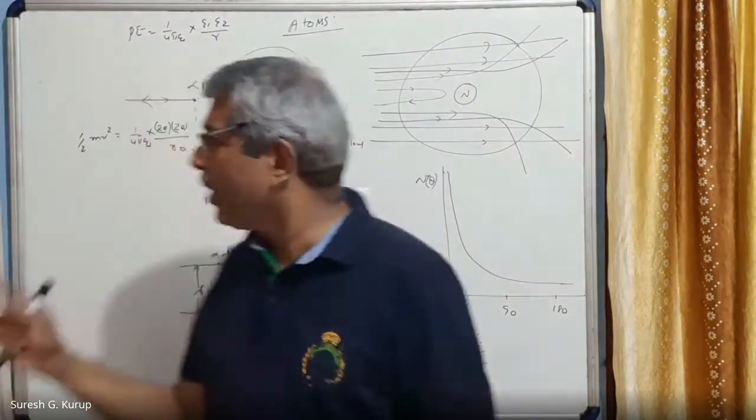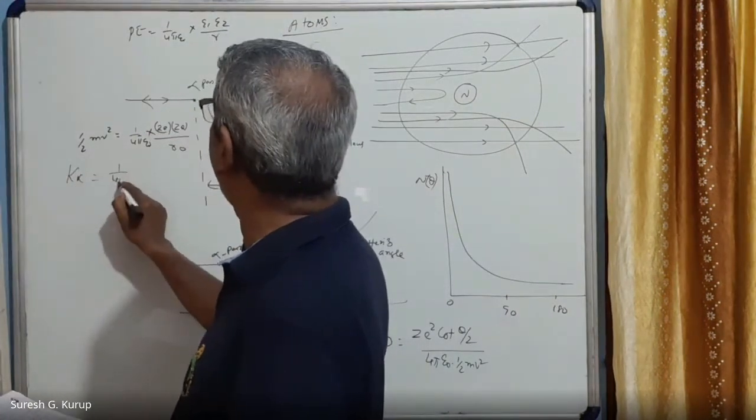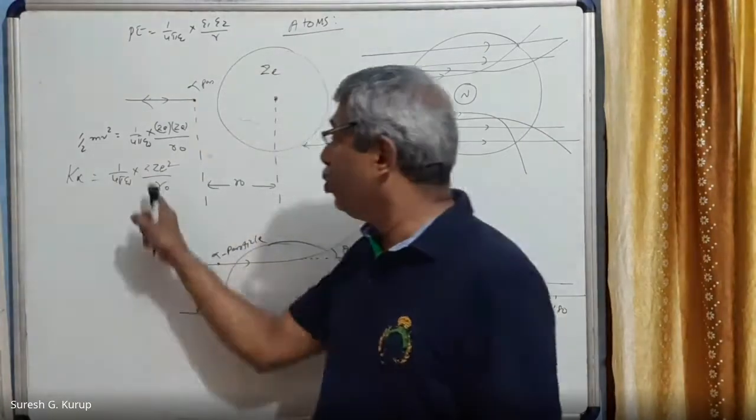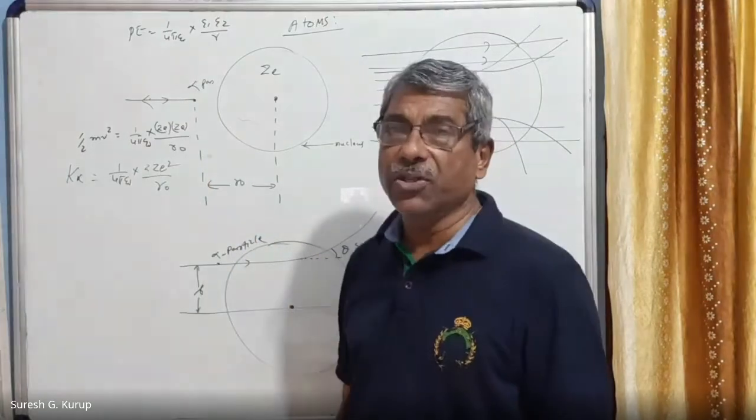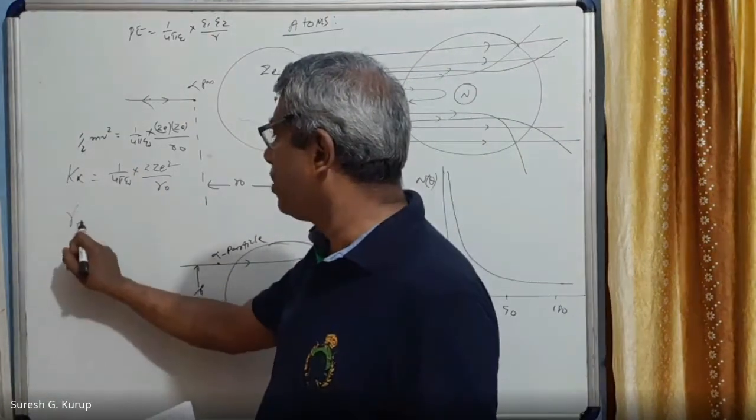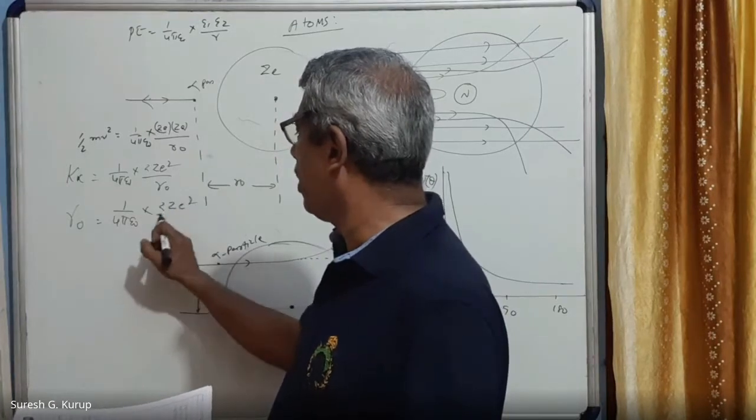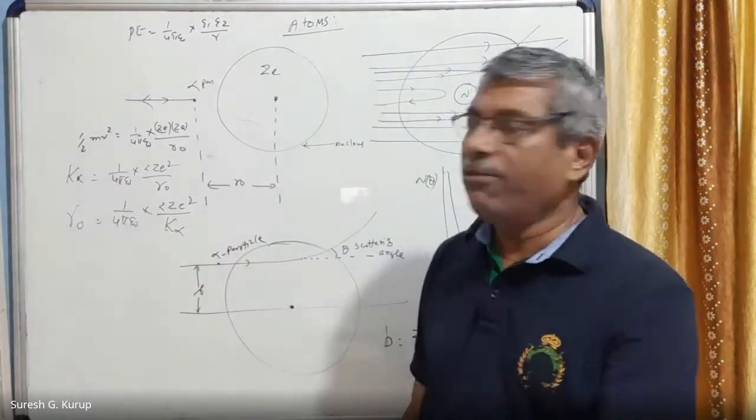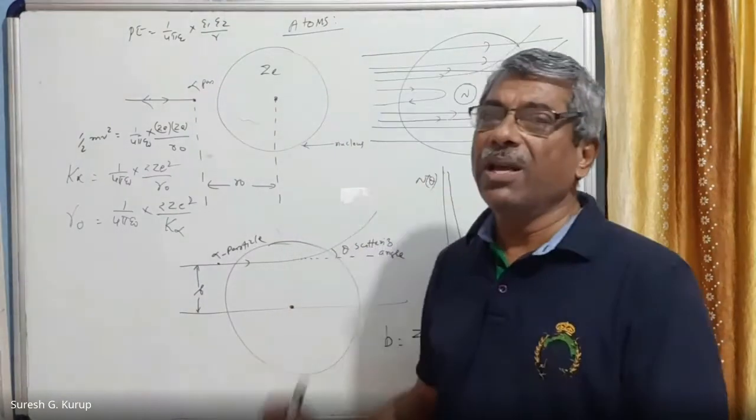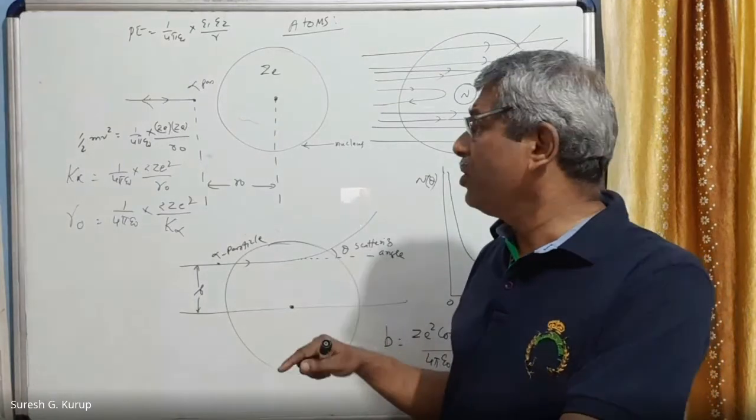You can write the kinetic energy as K alpha, the kinetic energy of the alpha particle. K alpha is equal to 1 by 4 pi epsilon 0 into 2 Z e square divided by r0. Therefore, r0 can be calculated. r0 is equal to 1 by 4 pi epsilon 0 into 2 Z e square, the whole divided by K alpha, where K alpha is equal to half mv square. This is the distance of closest approach. As I said, it is not a constant. It depends on the kinetic energy of the alpha particle. If the kinetic energy of the alpha particle is more, then r0 is less.